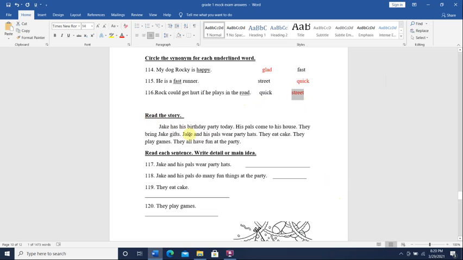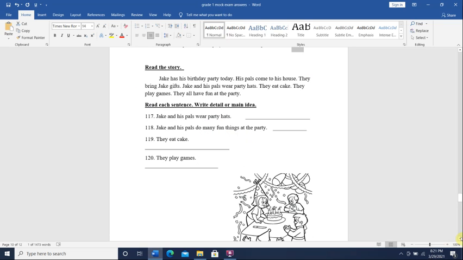Read the story. Jake has his birthday party today. His pals come to his house. They bring Jake gifts. Jake and his pals wear party hats. They eat cake. They play games. They all have fun at the party. Okay, so this is a story about Jake's birthday, and it tells about who came to his house and what happened in the party. Okay, so it says read each sentence, write detail or main idea.